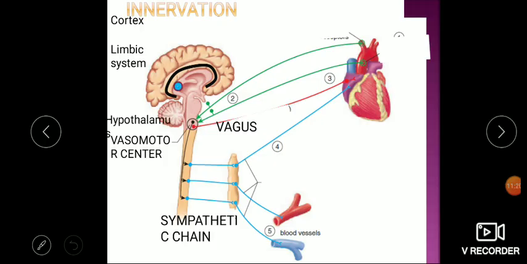So ultimately, the cortex, limbic system and hypothalamus are all going to have influence. Whenever we are under stress or emotion, it is going to directly affect our blood vessels through the smooth muscles of the blood vessel. Now we'll see how it affects.